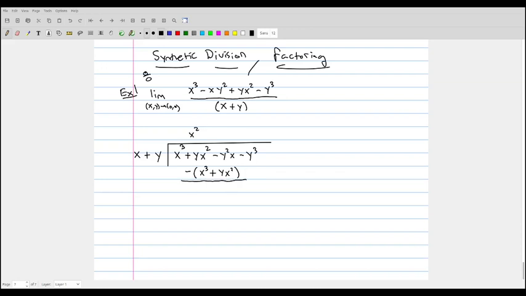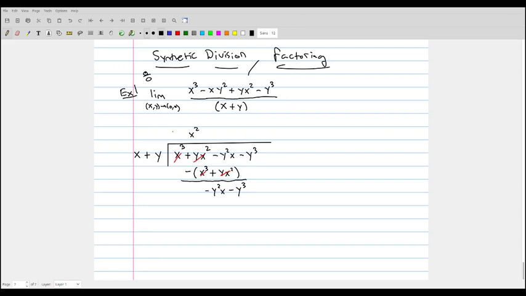So the remainder for this first division is actually pretty nice. It ends up giving us x cubed minus x cubed cancels out. y times x squared also cancel out. And what we're left with for the remainder is just negative y squared x minus y cubed.